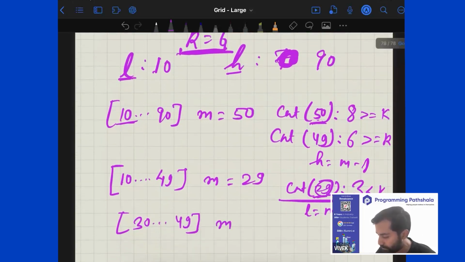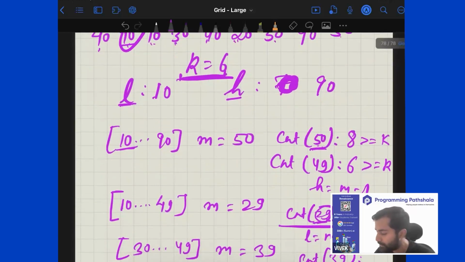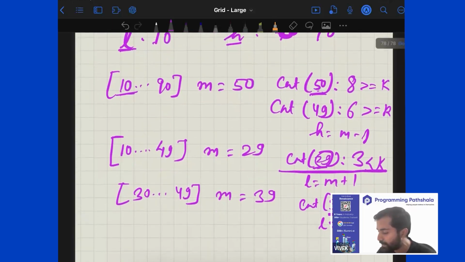Again, you will find your mid. What is your mid now? It is 79 by 2, which is 39, right? And what is count of 39? Just check how many elements are smaller than equal to 39. 1, 2, 3, and 4. Yeah, 4 of them. This value 4 is smaller than k. Remember, your k was 6. So what does it mean? It means that our answer is greater than 39. So we will again change our low to mid plus 1. So what will be our low now? 40. So now our range is from 40.